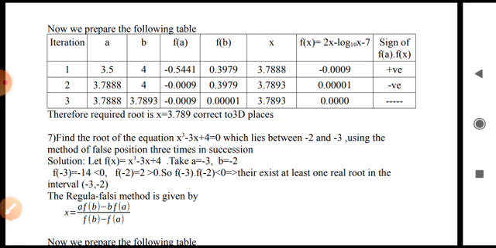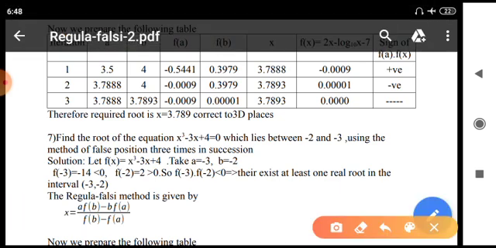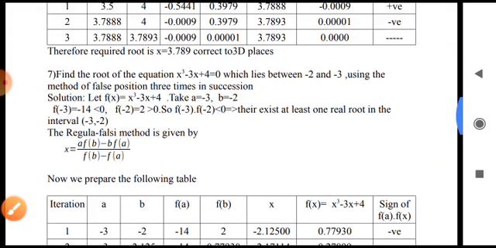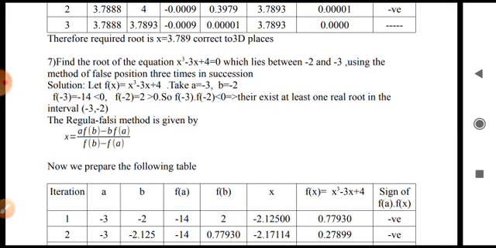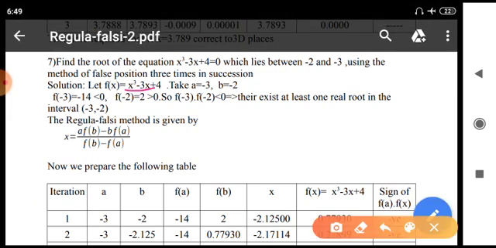Now 7th problem: find the root of the equation x cube minus 3x plus 4 equal to 0, which lies between minus 2 and minus 3, using the method of false position, which is the same as the regula falsi method, 3 times in succession. So it is the same method, but we have to very carefully choose a and b values, because we have to always choose a and b such that a is less than b. Let f of x be equal to x cube minus 3x plus 4.